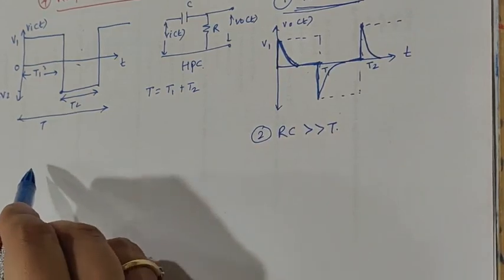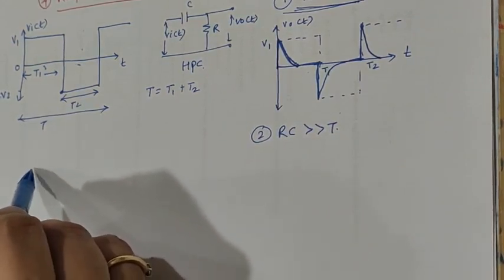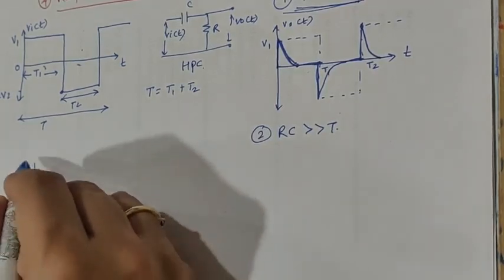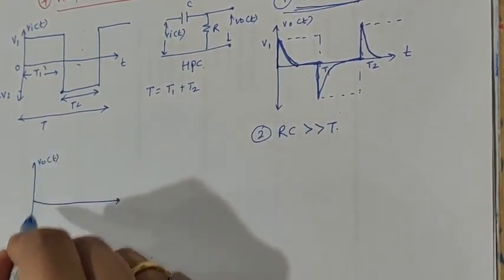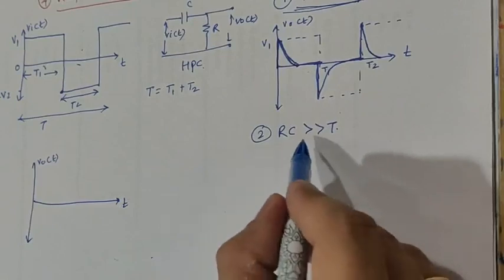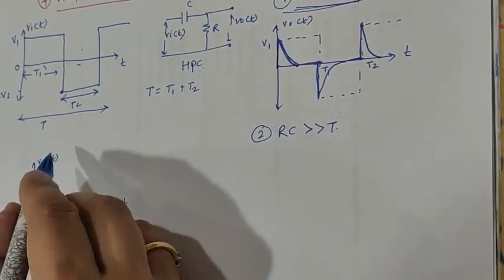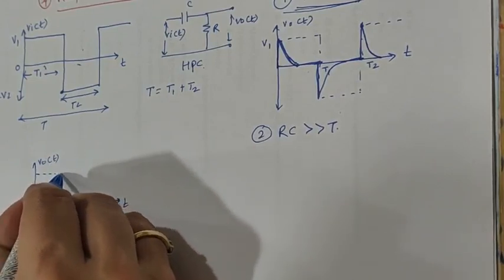So let me sketch it here. So see what will happen. Again, what I will be doing is drawing your V0 of t and t, of course considering the condition RC is quite greater than T. Now I will be drawing in dotted lines, of course, the input that we have applied.